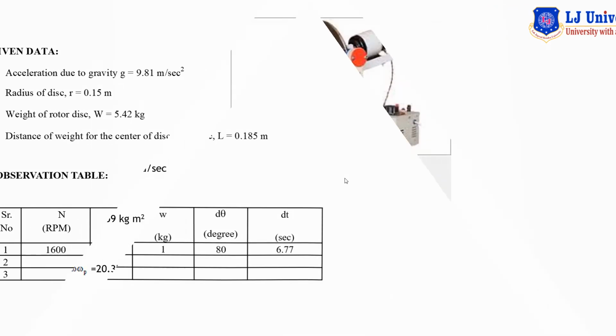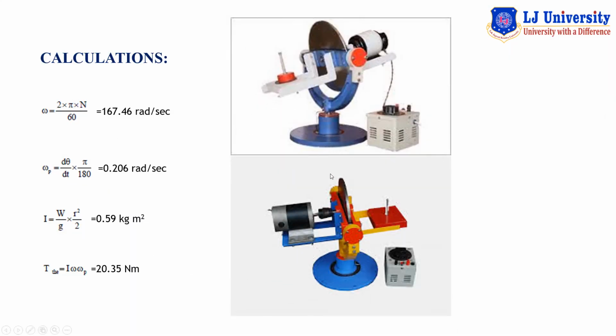Okay, now we discuss just the calculation for the first reading. Omega is equal to 2 pi n by 60. So you just put the value of n, 1600, over here, and you will get the answer of omega, that is 167.46 radian per second. Also we have the equation of omega p, that is d theta by dt. So put the value of theta, 80 degree, and time, 6.77 second, over here, and you will get the angular velocity of axis of precession, that is 0.206 radian per second.